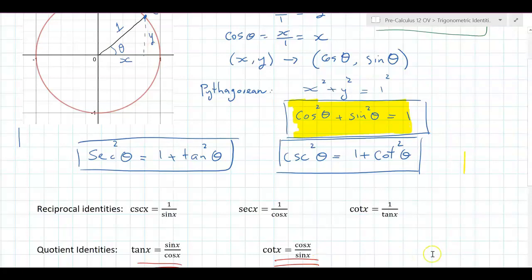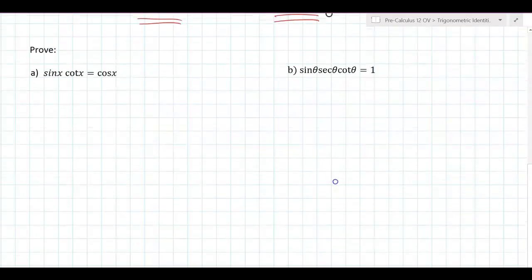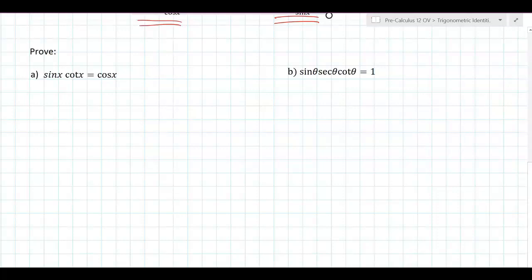All right, so let's start with a couple of examples. Let's do prove A. We want to prove that sine x times cotangent of x equals cosine of x. Very simply, you need to put all the trig identities into the original primary sine, cosine, tangent, so that you can simplify them, and then use algebra. Simple as that. So in here, let's start off with the cotangent. So sine of x times cotangent, which is cosine of x divided by sine of x.